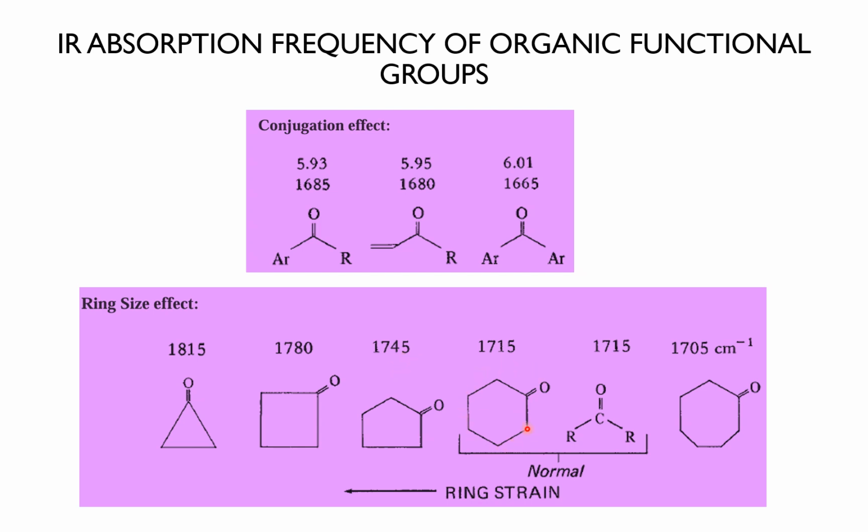As I said, six-membered rings are strainless rings. So when we compare cyclohexanone with some aliphatic ketone, both of them do not have any strain. So their value is similar, which is 1715 centimeter inverse.